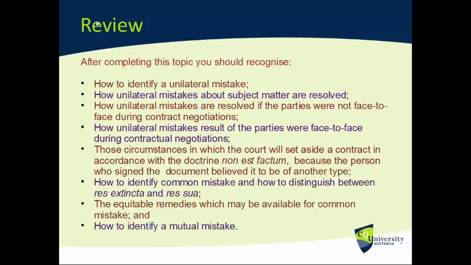So, what have we dealt with in this topic? We've started our journey on Contracts B, which will finish in another 11 weeks' time, and you'll be fully up to speed on contracts law. This week we've looked at unilateral mistake and how unilateral mistakes are resolved: about subject matter, about the other party, and about the nature of the document. We've looked at common mistake, which occurs where the parties make the same mistake, and the range of remedies that may be used by the courts to resolve that situation. And finally, we've talked about mutual mistake, which occurs when the parties make different mistakes, which means that they're never actually ad idem, so you never really have a contract at all. That's the doctrine of mistake.